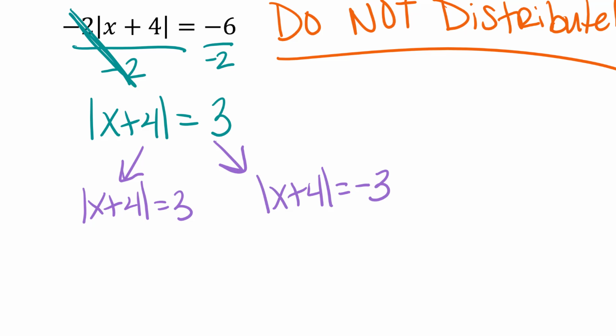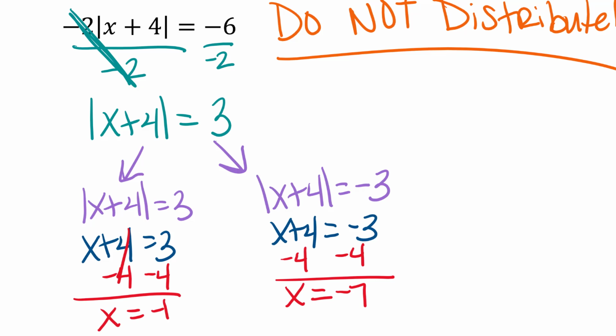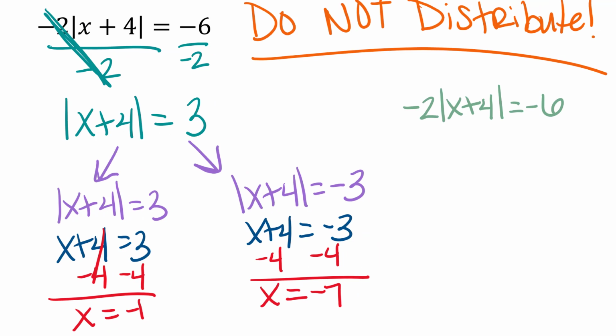Again, we take what it's supposed to equal and we make one positive, one negative. Once we've broken it off into 2 separate equations, we can get rid of those absolute value bars and solve like normal. And we get that x equals -1 and x equals -7. Again, I would always recommend checking your answer just to make sure that you're good.